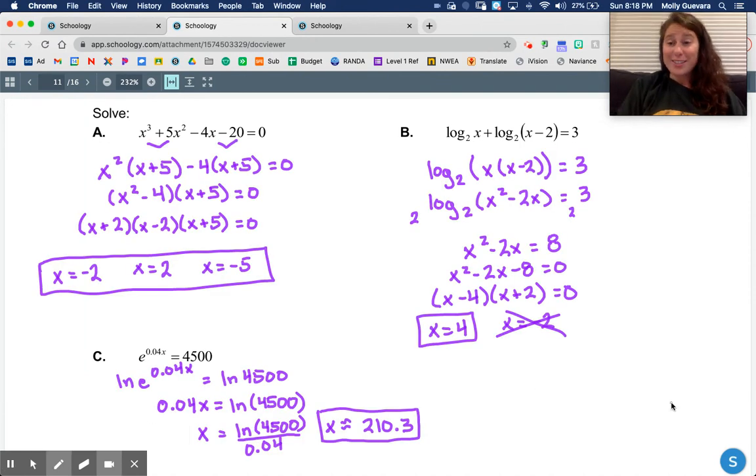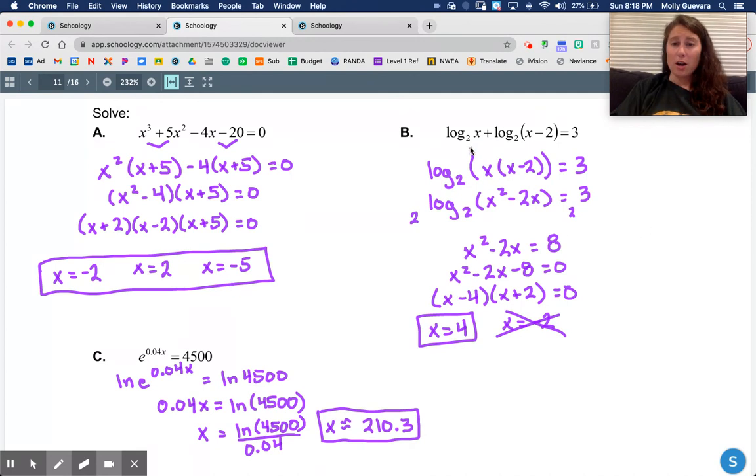Okay guys, so here's the answers for all 3 of these. If you need to pause the video at any time to check it, just please make sure you do. For A, we just factored by grouping. So we took out the greatest common factor of the first 2 terms and of the last 2 terms. And then I was able to get x squared minus 4, x plus 5, but x squared minus 4 factors again to x plus 2, x minus 2, x plus 5. So I got 3 answers for this one.